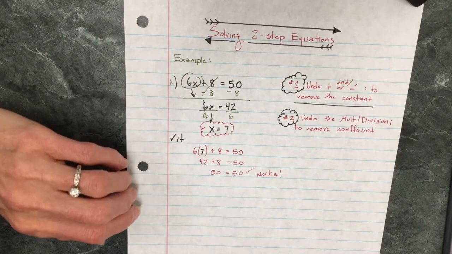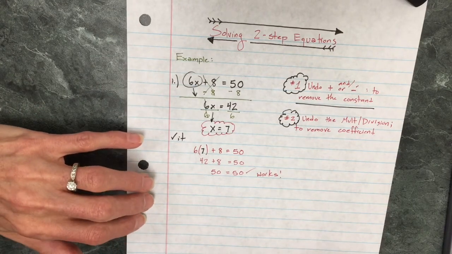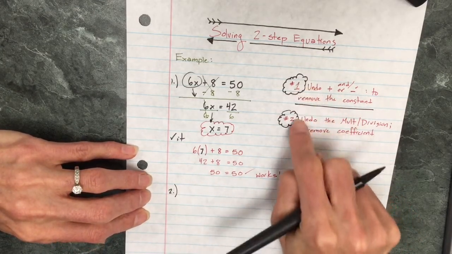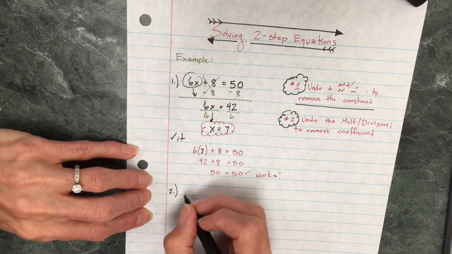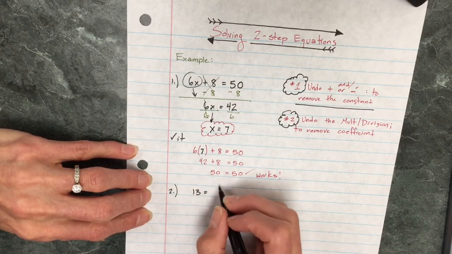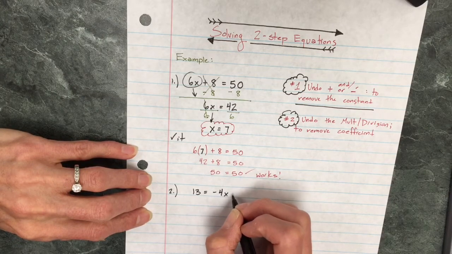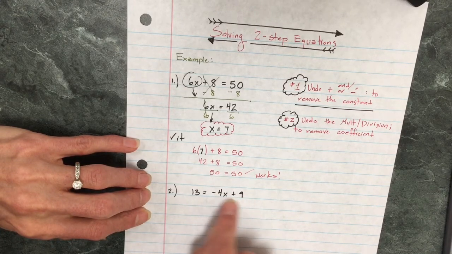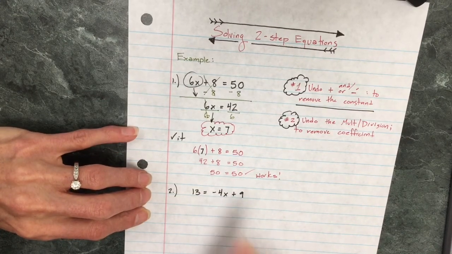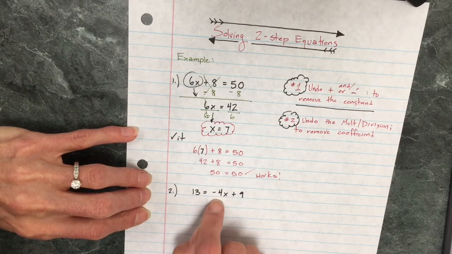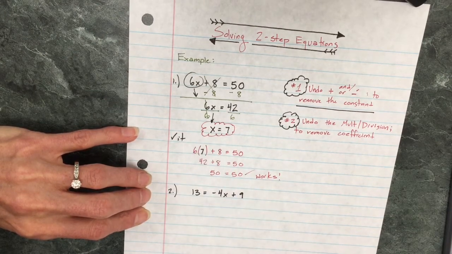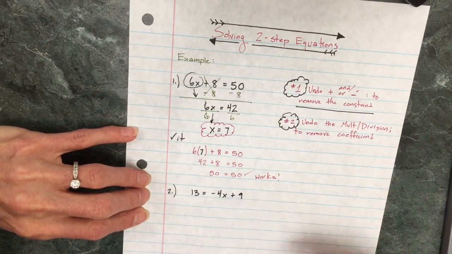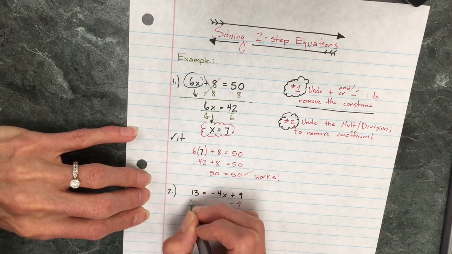All right, I'm gonna do a couple more examples. I'm gonna leave you with some you try. So here's another example. I'm gonna follow these same 2 steps up here. We're gonna start with 13 equals negative 4x plus 9. All right, even though my variable is on the other side of the equation, it doesn't matter. I still need to get rid of this constant and this coefficient because I just want x equals. So I'm gonna start by undoing the addition by subtracting 9 from both sides.